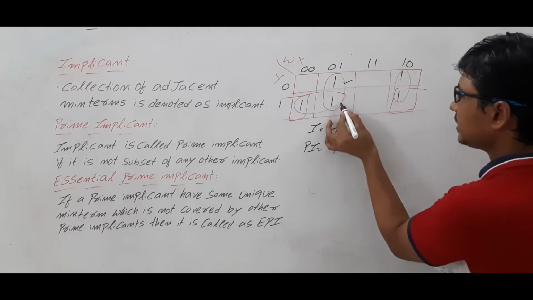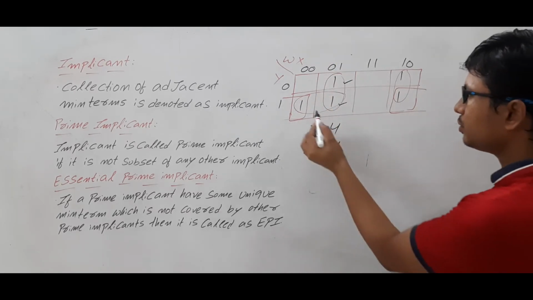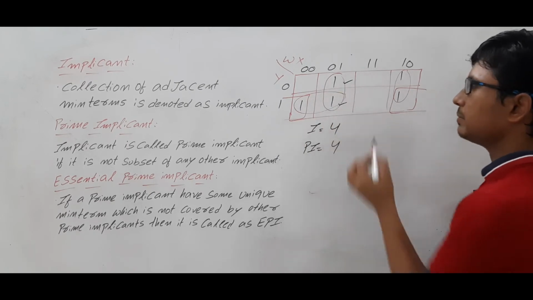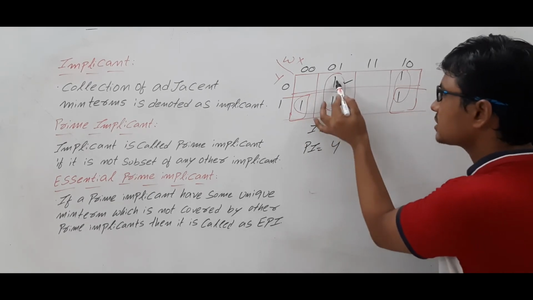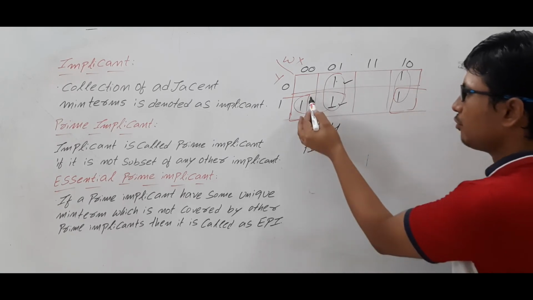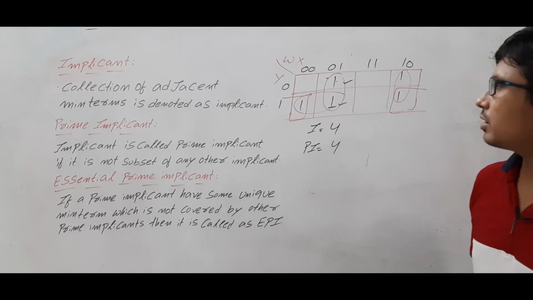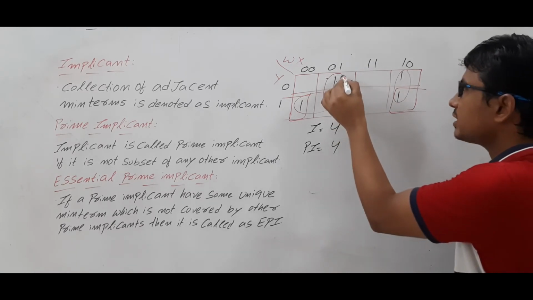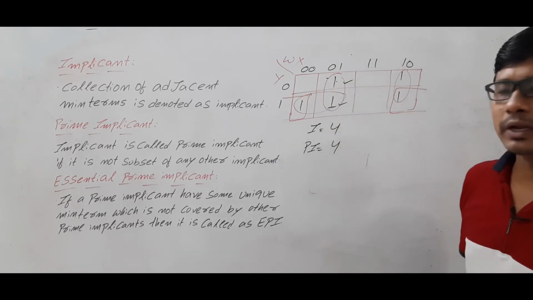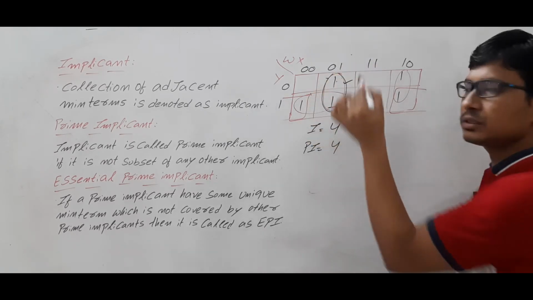This prime implicant and this prime implicant, this one I am talking and this one I am talking. Now, this prime implicant is there. This one is covered by both. Am I right or wrong? This one is covered by this prime implicant and also this prime implicant. Am I right or wrong? However, this one is there. Is covered by how many prime implicants? Only this prime implicant covers this one.